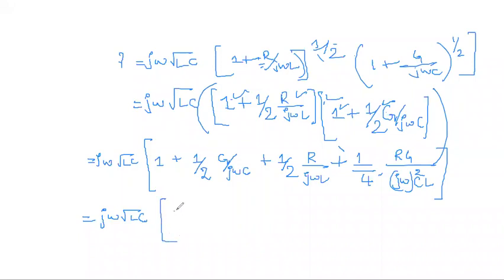square root of 1 plus, take out half outside. So you will have R by j omega L plus G by j omega C. Now tell me, what is the value of this term, RG by j square omega square CL? What is the value?